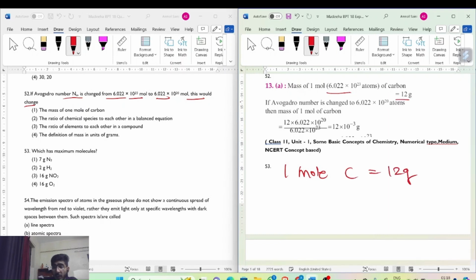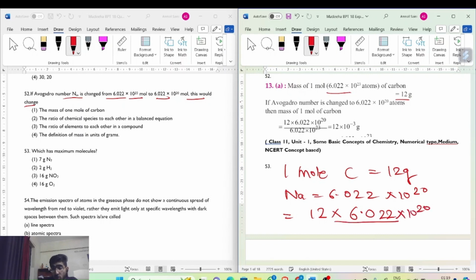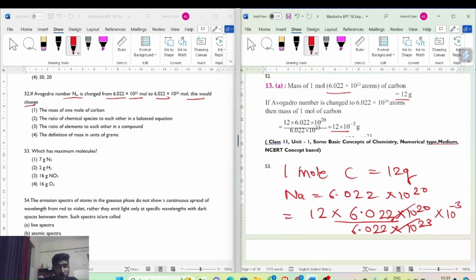But if the NA value is changed, then the mass of 1 mole of carbon when NA is 6.022 into 10 raised to power of 20 will be equal to 12 gram, the actual weight, into 6.022 into 10 raised to power of 20, divided by the actual NA value, 6.022 into 10 raised to power of 23. This will be cancelled out and 10 raised to power of minus 3 will be left. So there is a change in the mass of carbon. Our option A is correct because the mass of 1 mole of carbon is changed here.